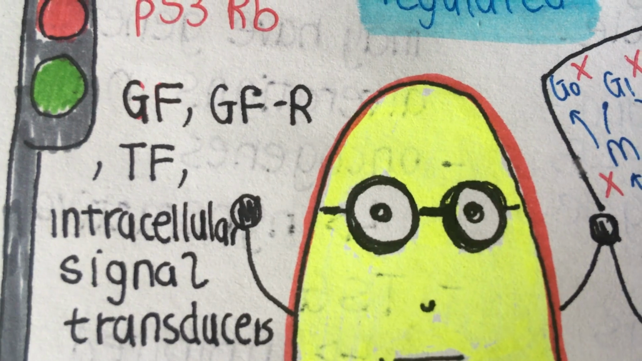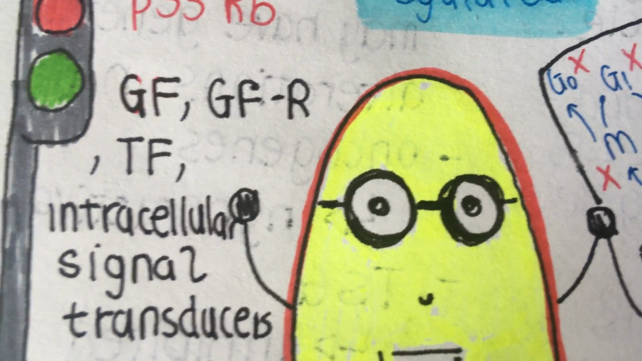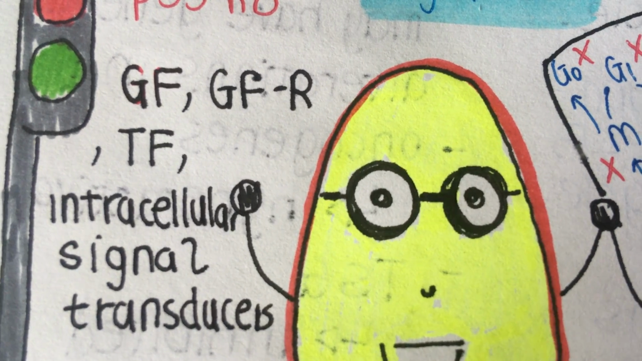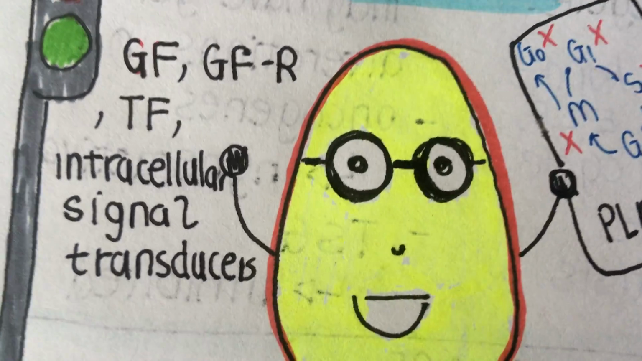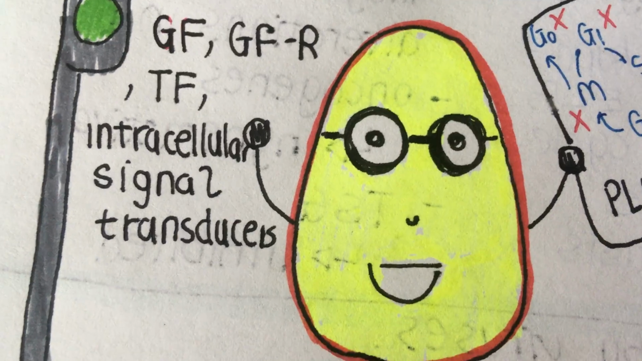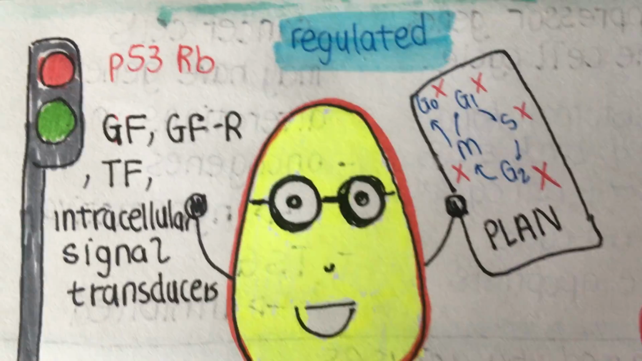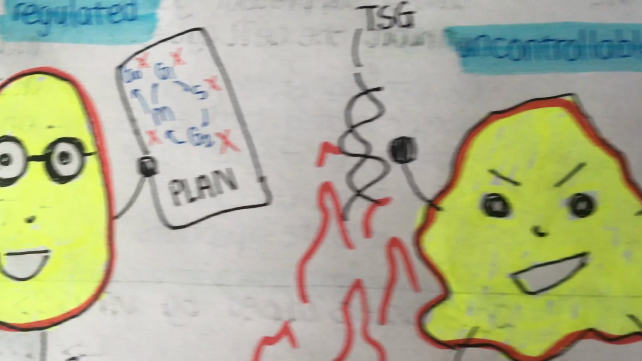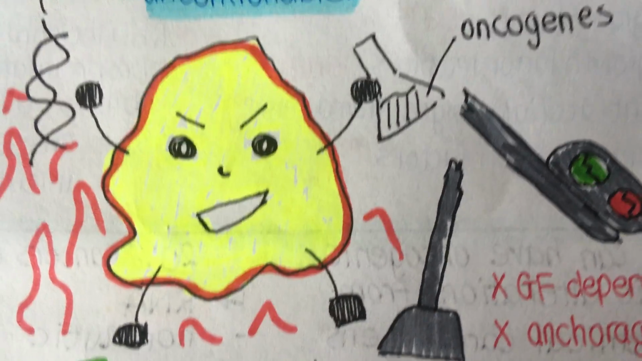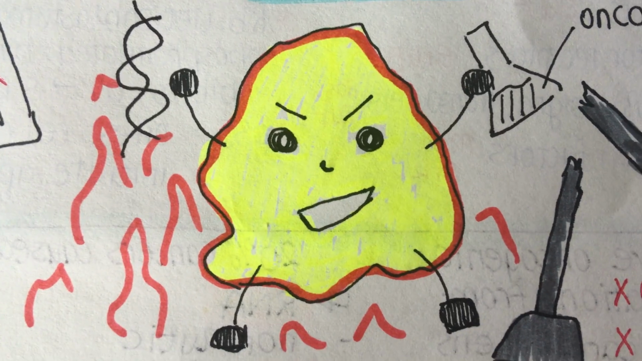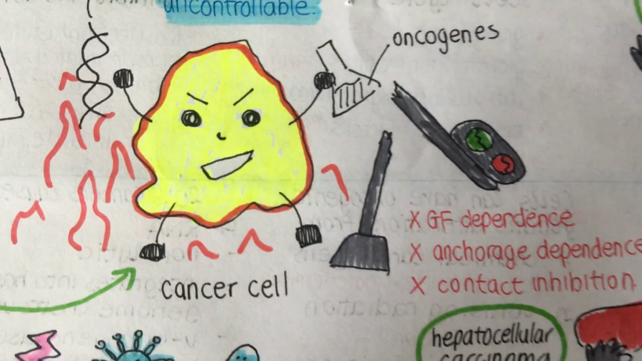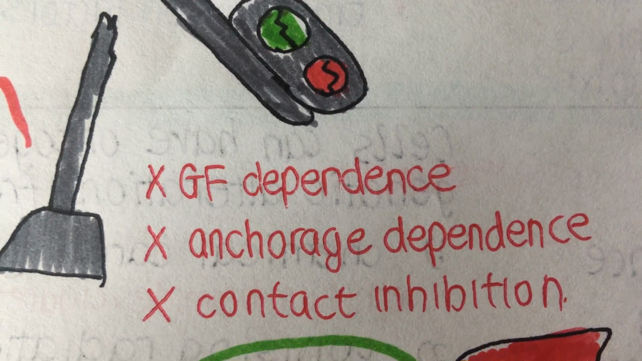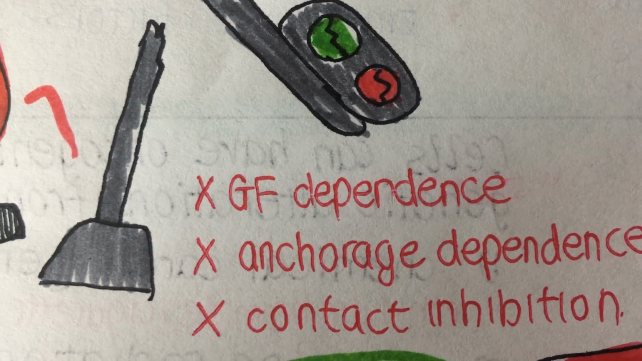In its hypophosphorylated form, Rb binds E2F to inhibit the progression from G1 growth phase to S phase of the cell cycle. Tumor suppressor genes initiate cell apoptosis. Cancer cells proliferate uncontrollably, lacking anchorage dependence, contact inhibition, and growth factor dependence for proliferation.